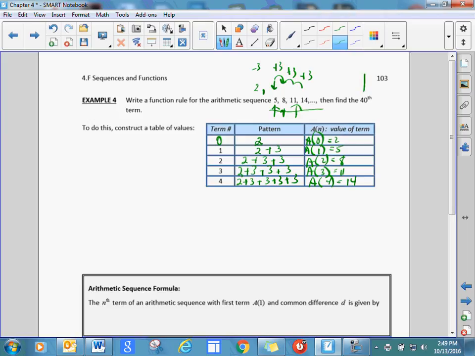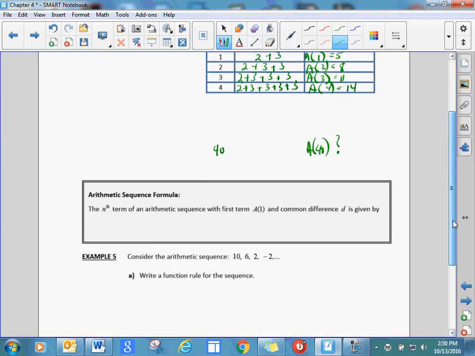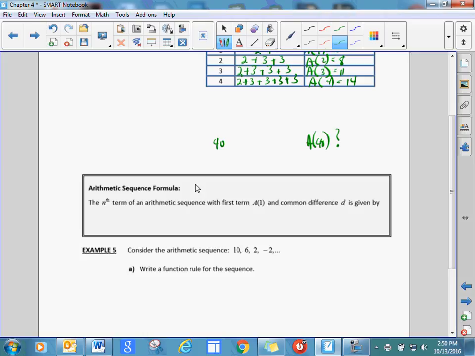So we constructed the table of values. And now they're asking us to actually find what would the 40th term be. So if you filled in this chart, good luck, take y'all weekend, what would your value be when a of 40 is? Well, we have a formula, we have a rule to find the value at any given term. So this is kind of cool, and this is what we're going to use going forward to find the actual value of any specific term. I don't care how big it is. So let's look at it. This is the general rule.